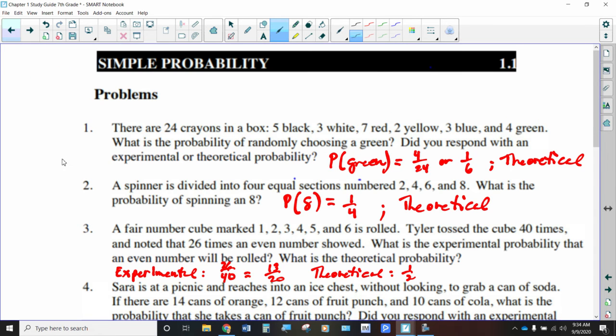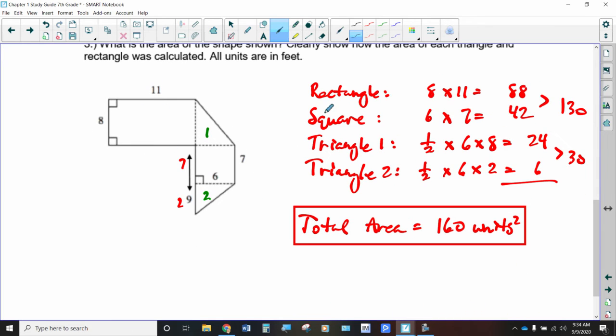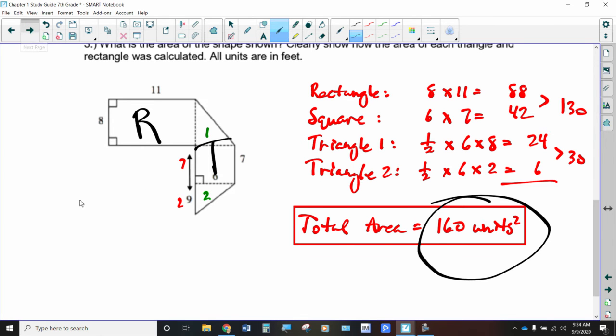Oh, by the way, had you chosen to, you could have broken this up into 2 parts. You could have had this rectangle right here. I'll just put a big R for the rectangle. And then this shape is a trapezoid. So if you had used the formula for a trapezoid for this part and the formula for the rectangle for that part and added them together, you would have also gotten 160 square units.